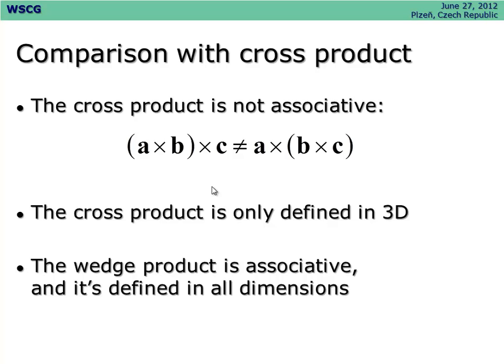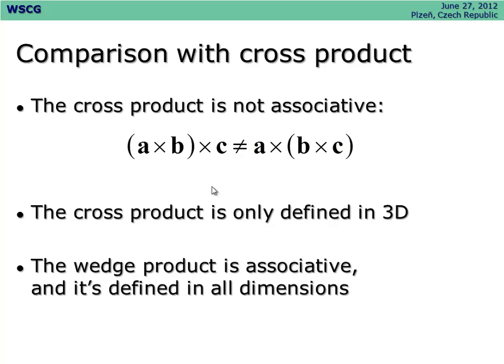And the thing is that when we take a wedge product among three things, we don't actually get a vector back. We get something new in addition to vectors and bivectors. So I'll get more into this later. But the wedge product is associative, and it can be extended to higher dimensions. So the cross product is only really defined in three dimensions. So it's kind of limiting.